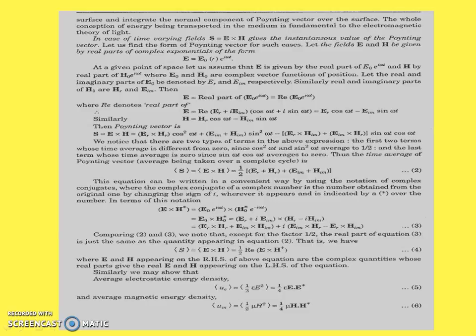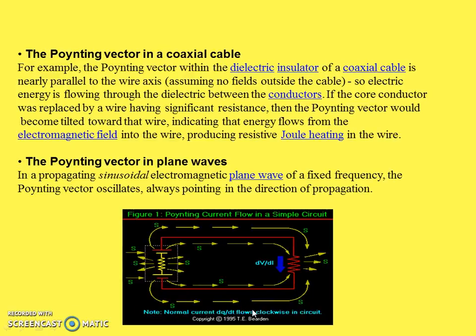Now the Poynting vector is defined in its complex form, and due to this we can find the average electrostatic energy density. We can find UE equal to half epsilon E squared, equal to half epsilon E dot E star, where E star is the complex conjugate of the electric field. Similarly, we can define the magnetic energy density.